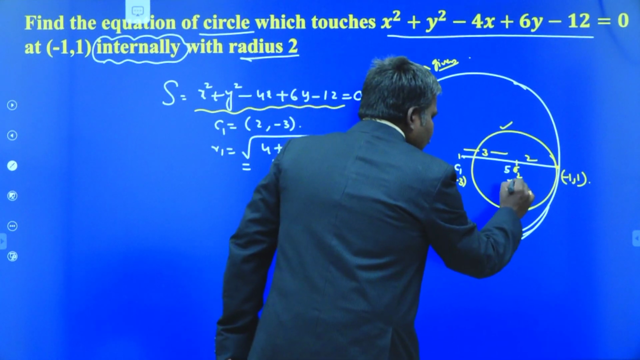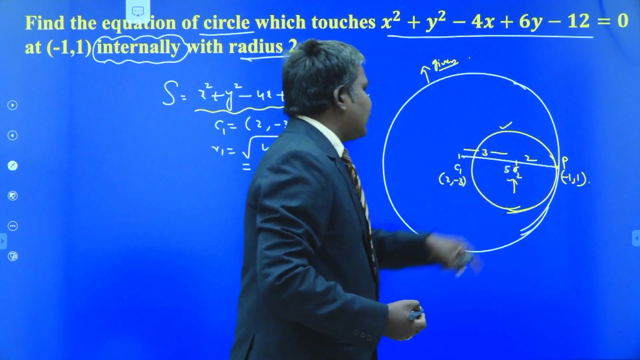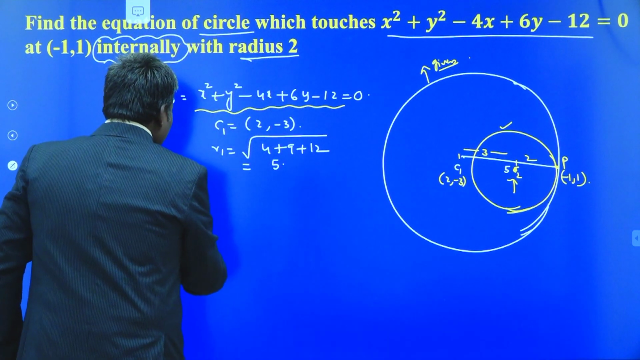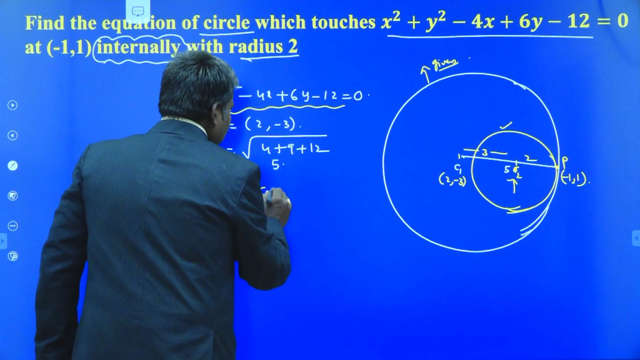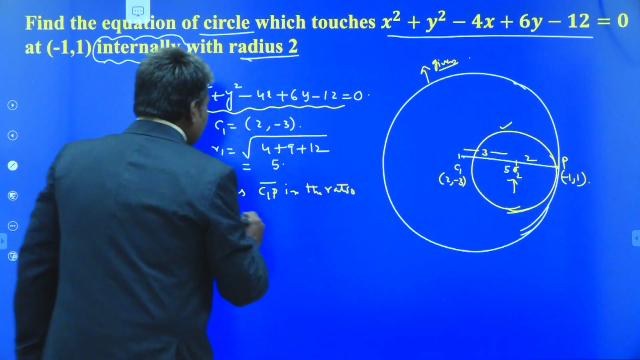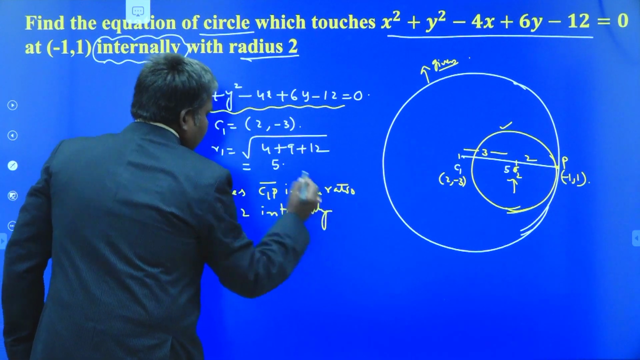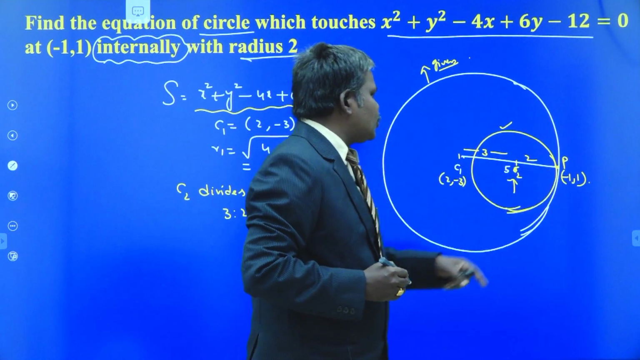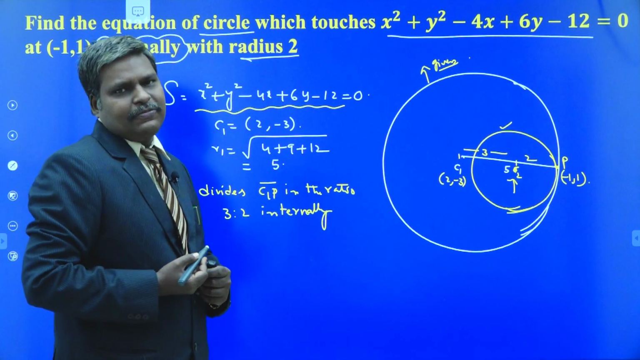Now your C2 divides C1P, where P is the point of contact, in the ratio 3:2 internally, from the figure itself. Therefore, C2 divides C1P in the ratio 3:2 internally. Dear students, in the same manner, the point P divides C1C2 in the ratio 5:2 externally. You may use that one also. For the sake of convenience, I am using this internal formula.